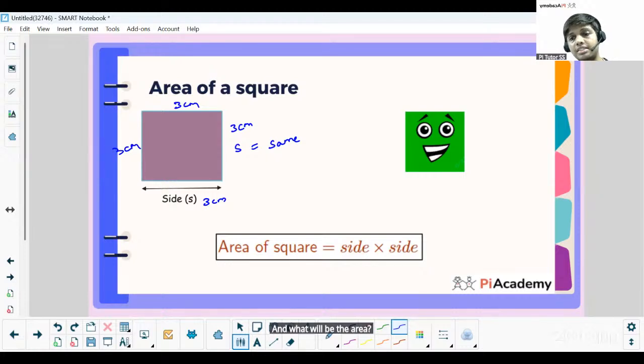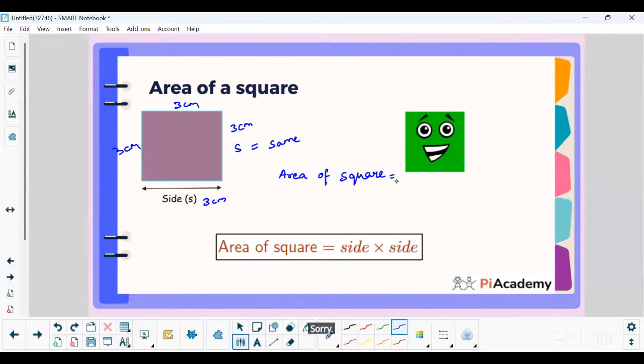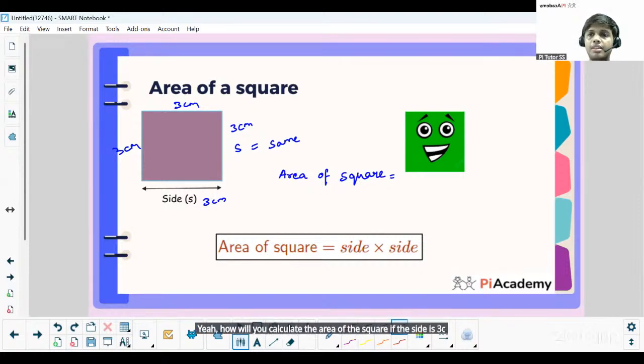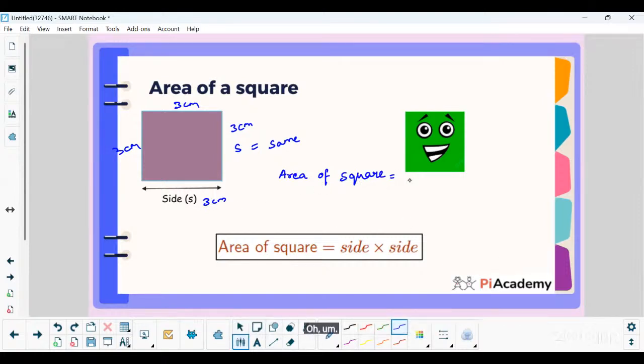Yes, who will answer this? Yes, Ayan, would you like to try? If I want to calculate the area of the square here, what will be the answer? How will you calculate the area of the square if the side is 3 centimeter? You have to do 3 times 3. Perfect. And that is equal to 9.